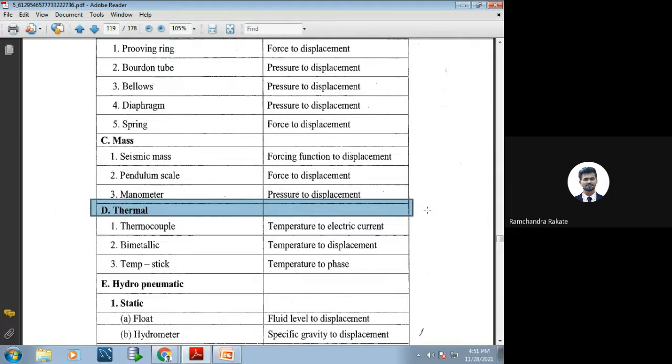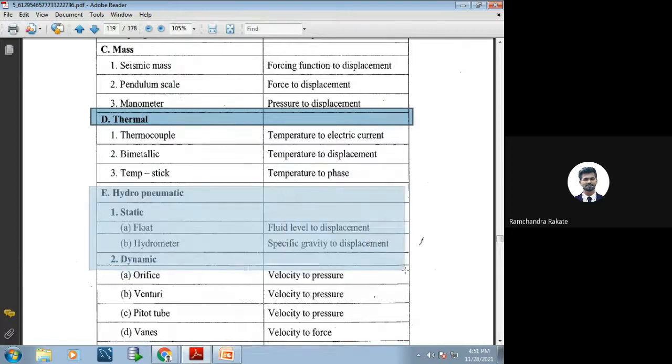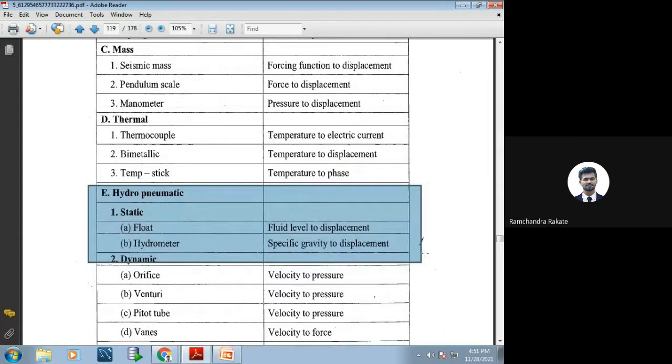Then we have hydrostatic, that is static and dynamic: float, fluid level to displacement. Then hydrometer, specific gravity to displacement. Then we have dynamic: orifice, velocity to pressure conversion; venturi, velocity to pressure conversion; pitot tube, that is velocity to pressure; vanes, velocity to force; and turbines, linear to angular velocity.